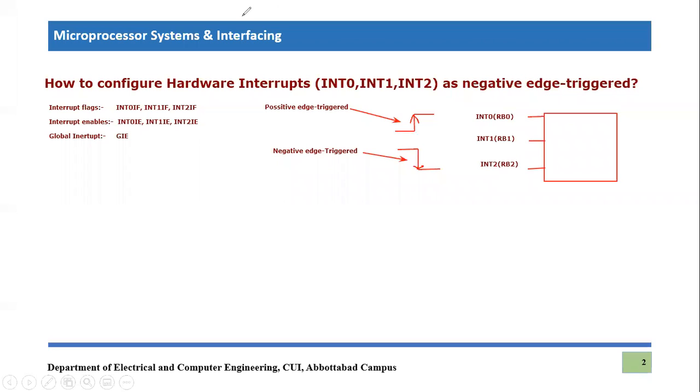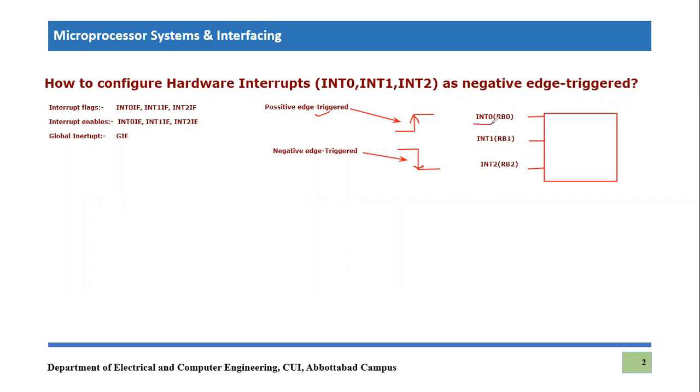In the last lecture we discussed hardware interrupts. We learned that these interrupts are basically edge triggered. They can work on positive edge triggered or on negative edge triggered. By default, they are positive edge triggered, but we can make them negative edge triggered. We will understand in this lecture how you can make these interrupts negative edge triggered.